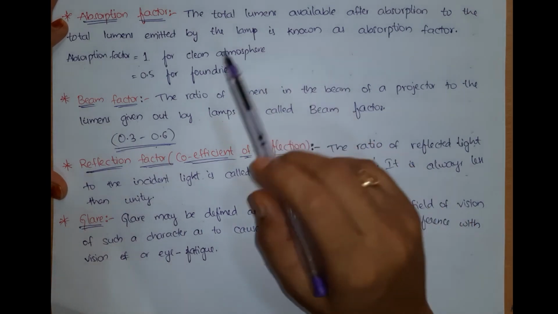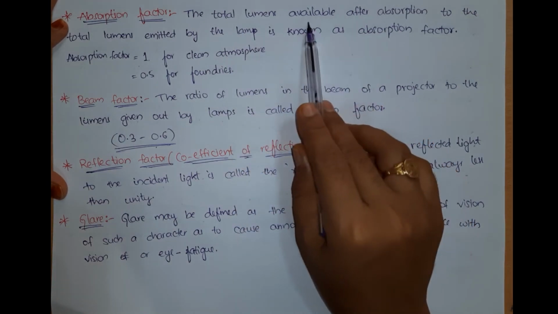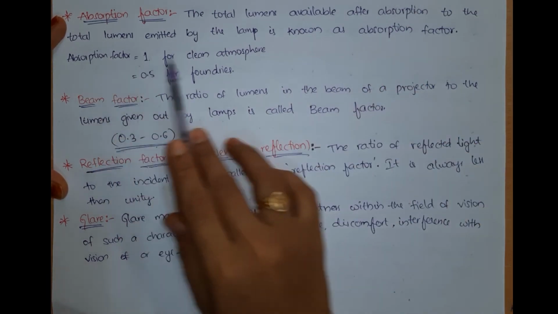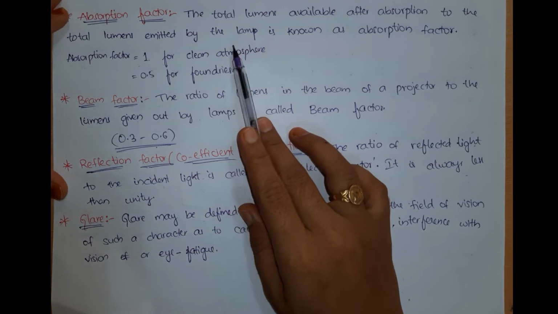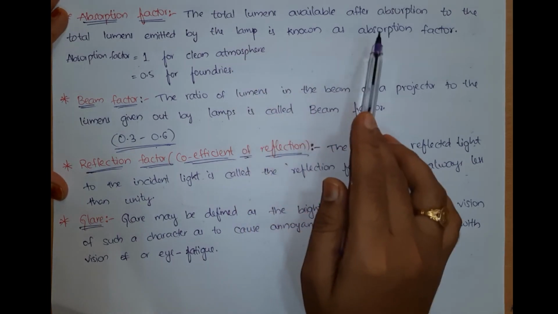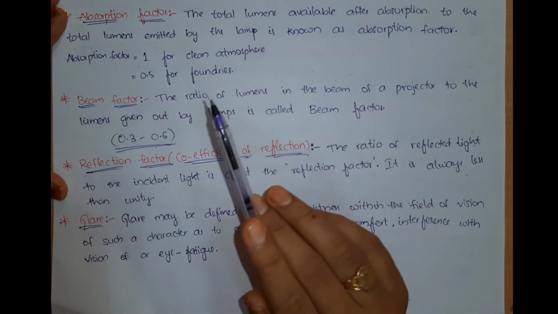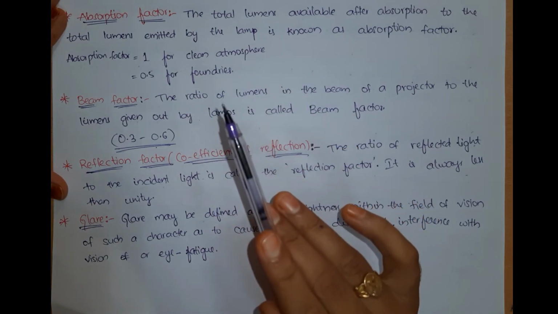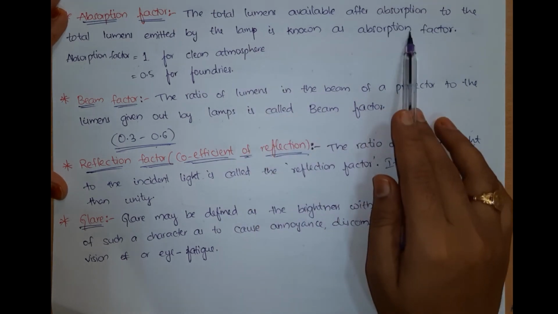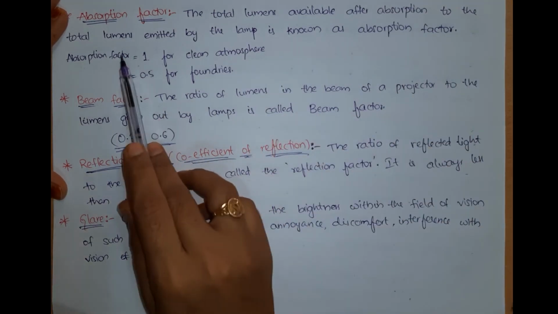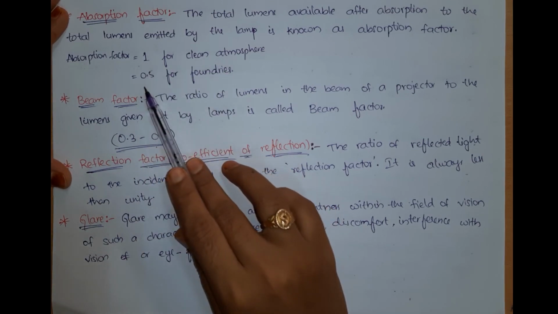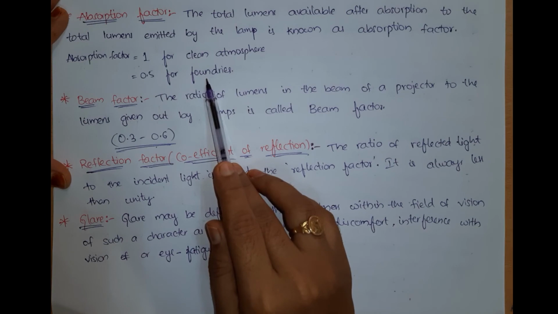That is the ratio of total lumens available after absorption, how much is remaining, to the total lumens emitted by the source or lamp, whatever it may be. That is known as absorption factor. What is the remaining amount of lumens available, and what is the total number of lumens emitted by the source. That is called absorption factor. So absorption factor is generally 1 for clean atmosphere and 0.5 for foundries or some factories where the atmosphere is not clean or clear.